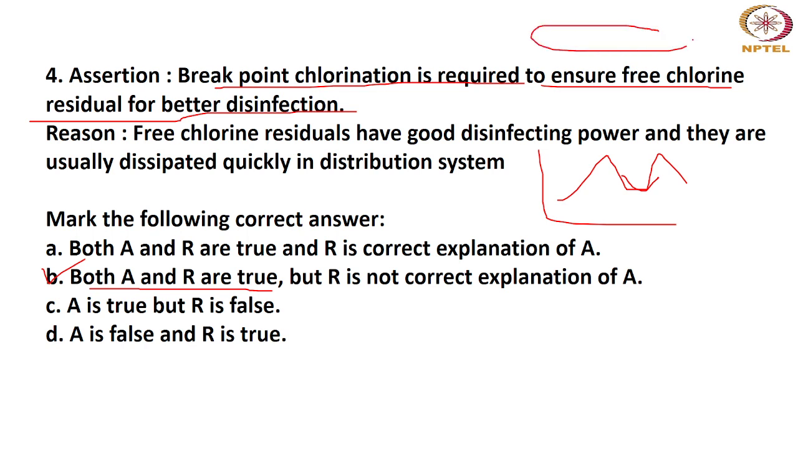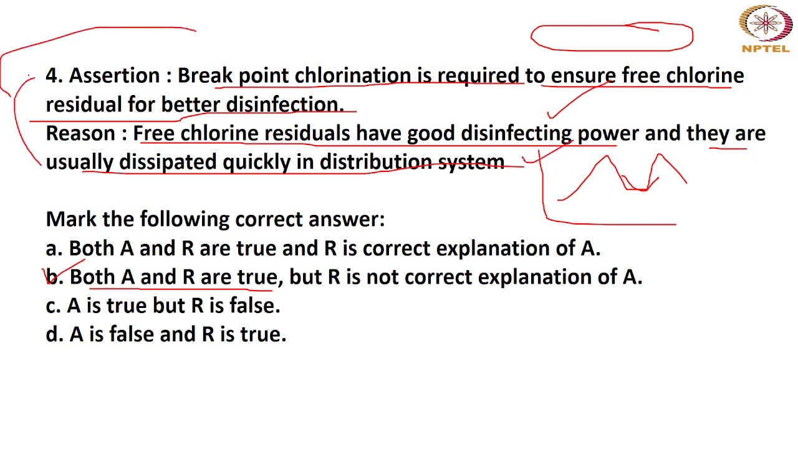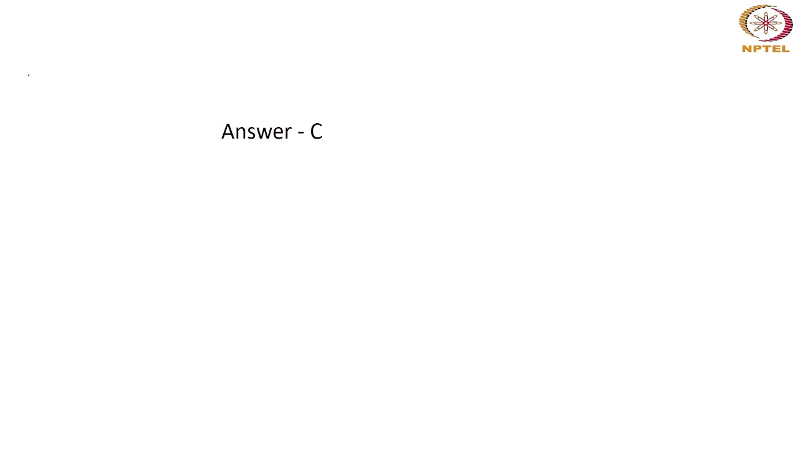So there will be some residual in the water as free chlorine, and then the next one is free chlorine residual have good disinfecting power, right? That's true, but they are usually dissipated quickly in the distribution system. That is also true, but this is not the reason, right? This is not the reason. That's why we have to use it. So that's why we can say okay.